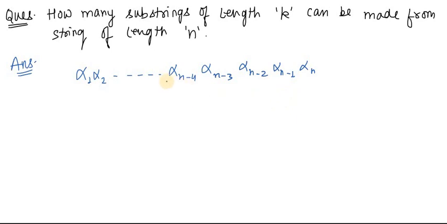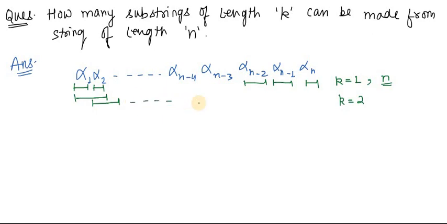Suppose that k is 1, so we have to make substrings of length 1. So how will we make substrings of length 1? We will take alpha 1, then we will take alpha 2, and so on. We will take alpha n minus 2, then alpha n minus 1, and alpha n. So if k equals 1, we will be able to make n substrings. Okay. Now let us take k equals 2. If k equals 2, the first substring that we will make will be alpha 1, alpha 2. Then the second one will be alpha 2, alpha 3. And we will continue the process, and the last one will be alpha n minus 1 to alpha n. So total substrings thus will be n minus 1.